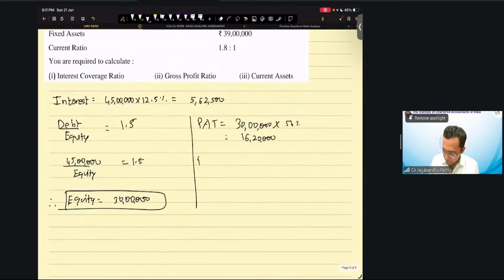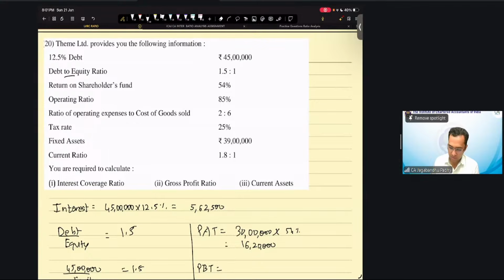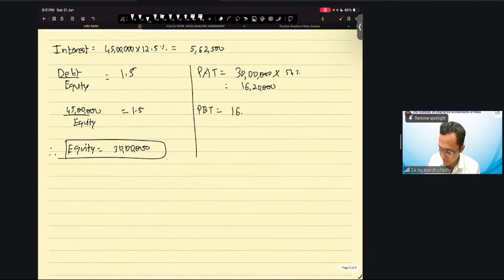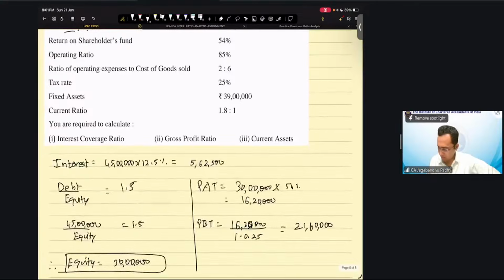And of course, we can get the profit before tax also. The tax rate is 25%. So 16 lakh 20,000 divided by 1 minus 0.25, which is 16 lakh 20,000 divided by 0.75. So PBT is 21 lakh 60,000.